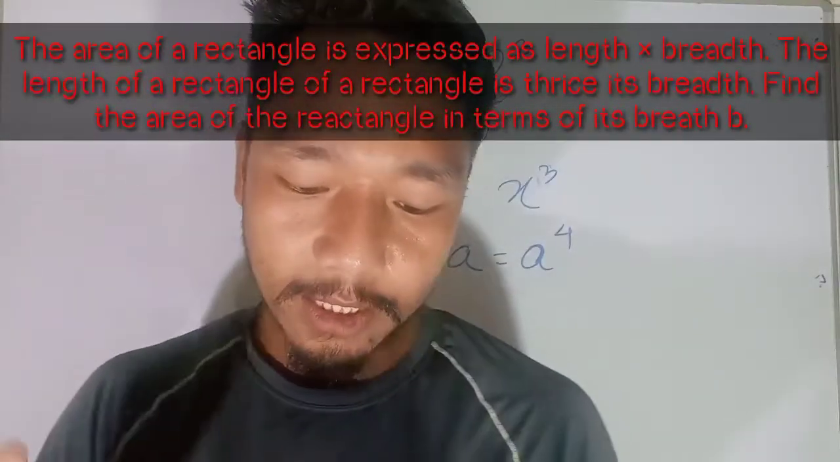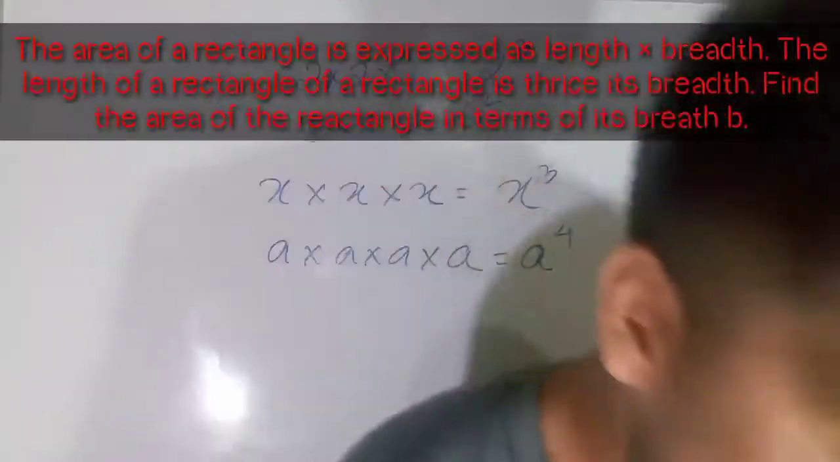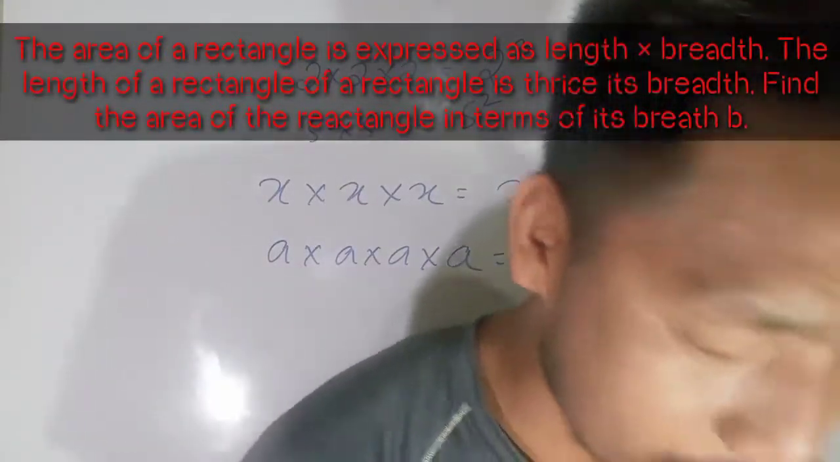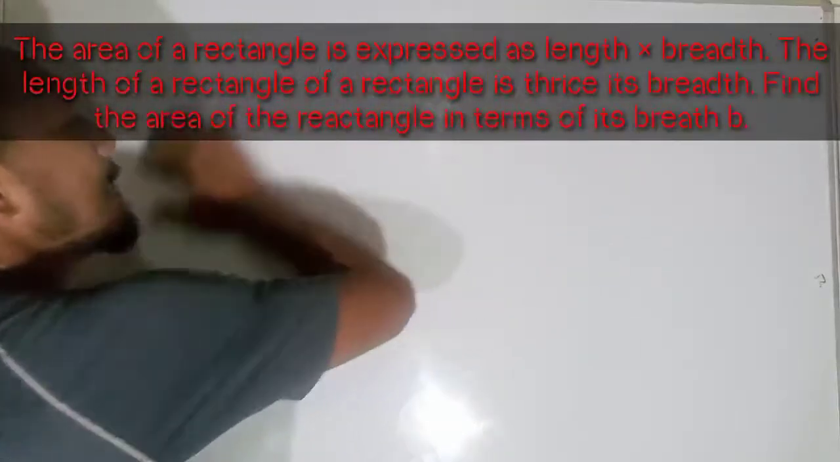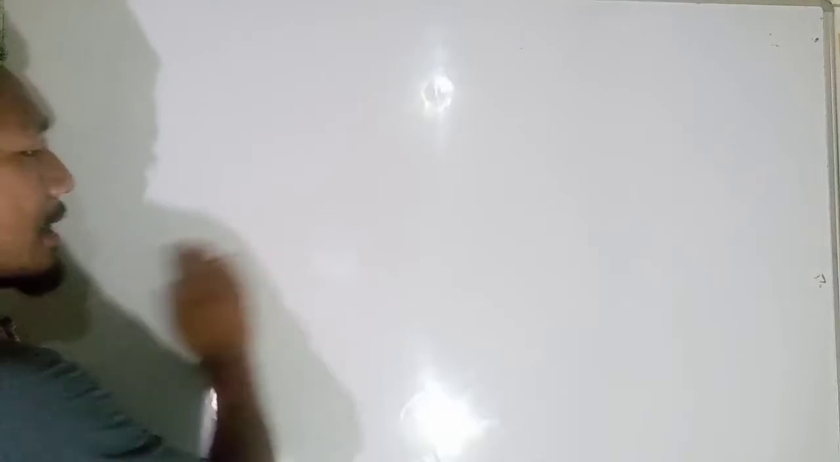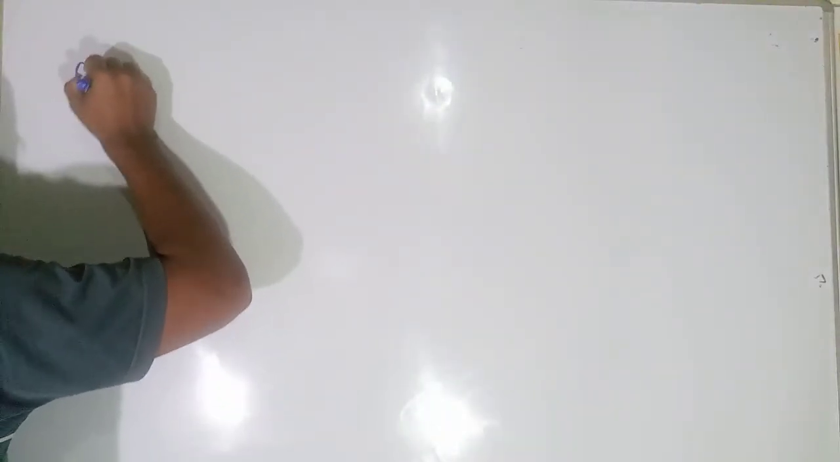Find the area of a rectangle in terms of its breadth. Okay, now you see what is said: let the length be L, and let the breadth be B. So question number 1, your question is already there on your screen. I think you have already written it on the screen, right?